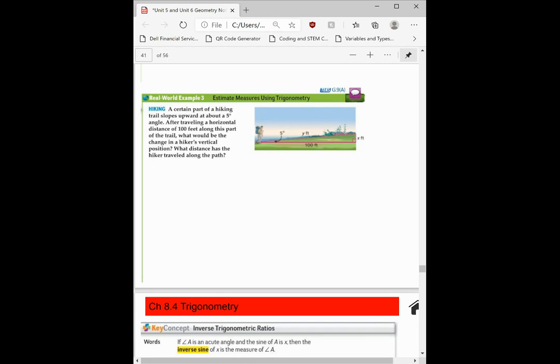Since the lengths of the leg opposite and adjacent are given, we're going to use tangent. So tangent of A is equal to opposite over adjacent. So this is tangent of 5 is equal to x over 100. Well, we can multiply both sides by 100. So 100 tangent of 5 is equal to x. Well, if we type that into our calculator, we get that x is equal to 8.75. Okay. Now let's find y.